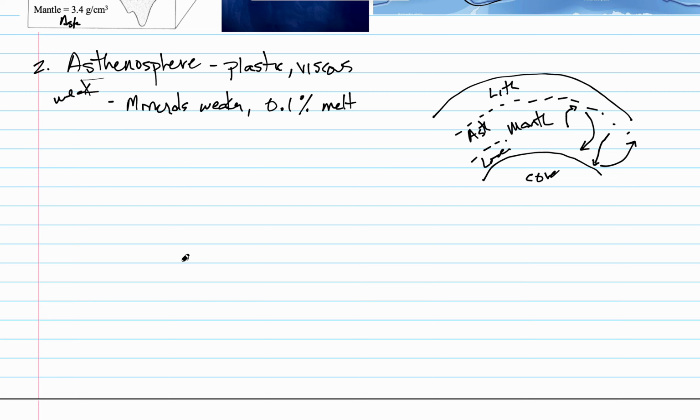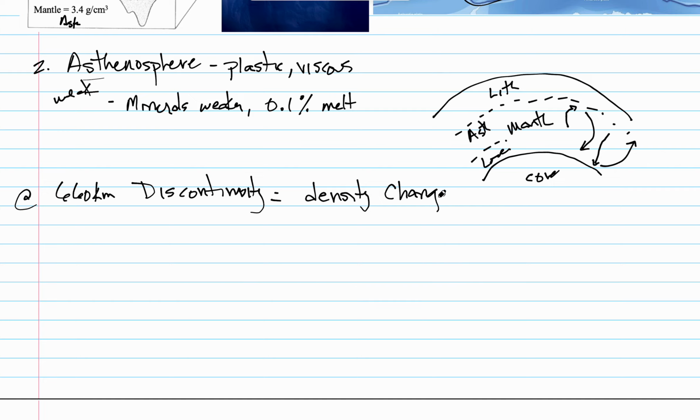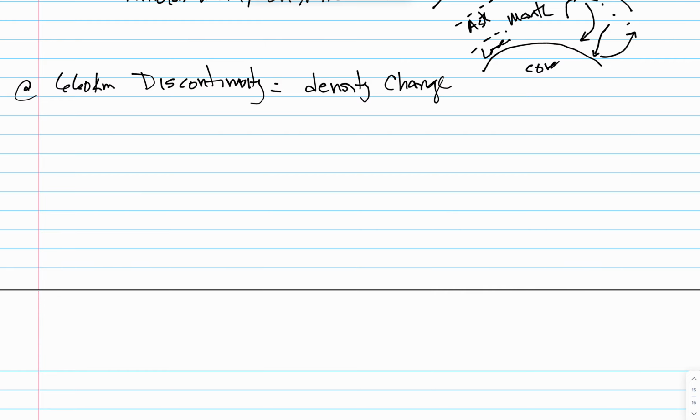Now the asthenosphere is about 400 kilometers thick. At 660 kilometers depth, there's a discontinuity. I taught you about a discontinuity last time, a compositional discontinuity called the MOHO. At the 660 discontinuity, which is just called the 660 discontinuity, it is a density change. And we know there's a density change here because earthquake waves change in their speed.